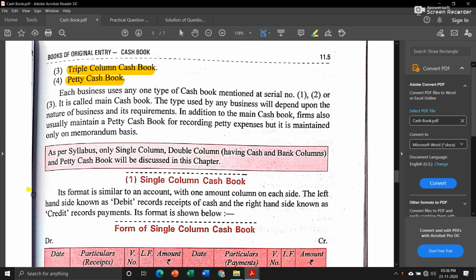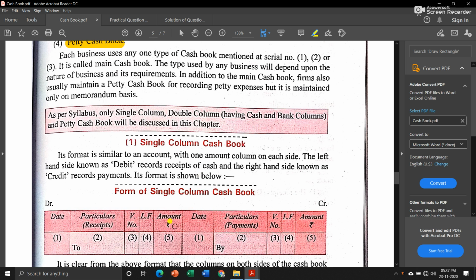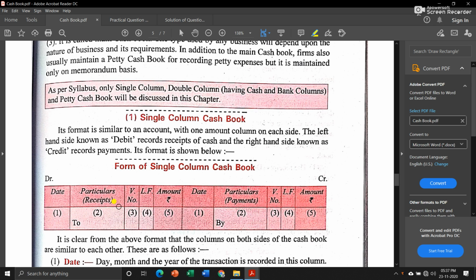Now let us see some details or rules regarding a single column cash book. This is the format of a single column cash book. There will be a total of 10 columns. Both sides will have 5 columns each. First one will be the date column, then next, let us see the cash book as 2 separate parts. Let us discuss first the left hand side, that is the debit side of the cash book.